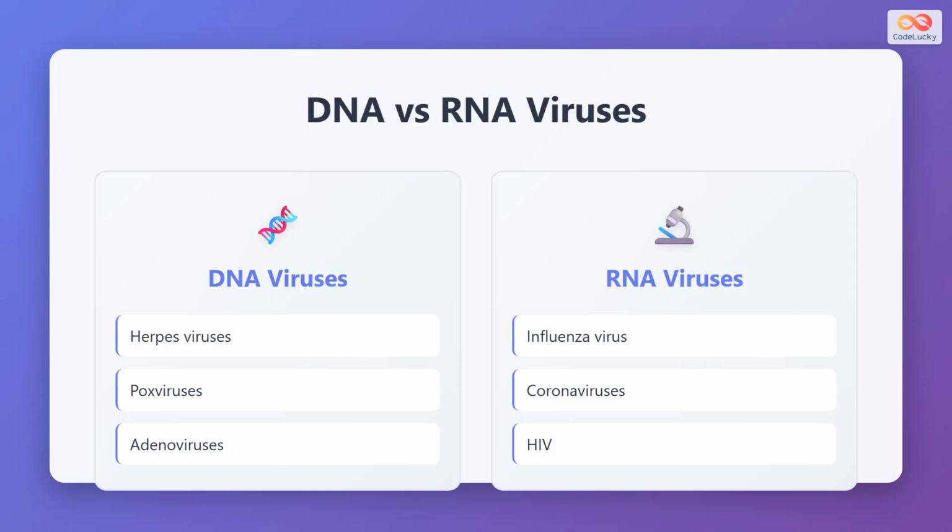Viruses are classified based on their genetic material. DNA viruses include herpes viruses, which cause cold sores and other infections. Poxviruses, such as smallpox, and adenoviruses, which cause respiratory infections, are also DNA viruses. On the other hand, RNA viruses include influenza virus, which causes the flu. Coronaviruses, responsible for diseases like COVID-19, and HIV, the virus that causes AIDS, are also RNA viruses. Each type uses different strategies to replicate inside host cells.